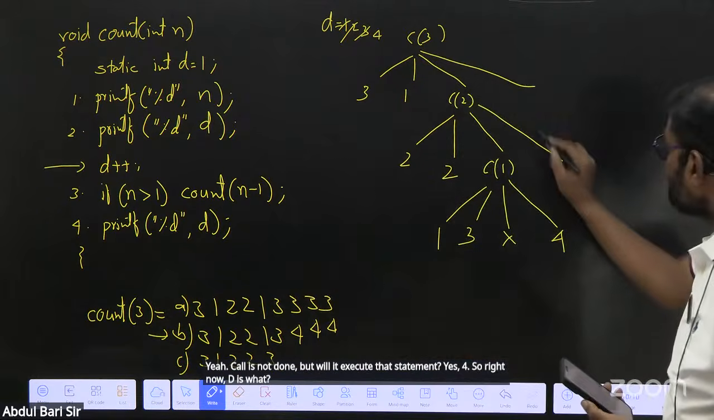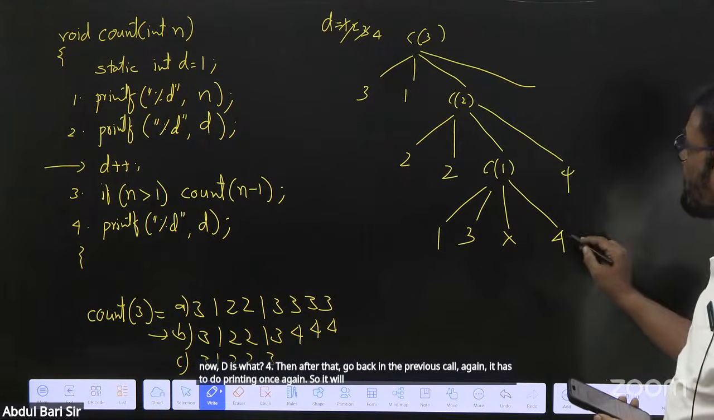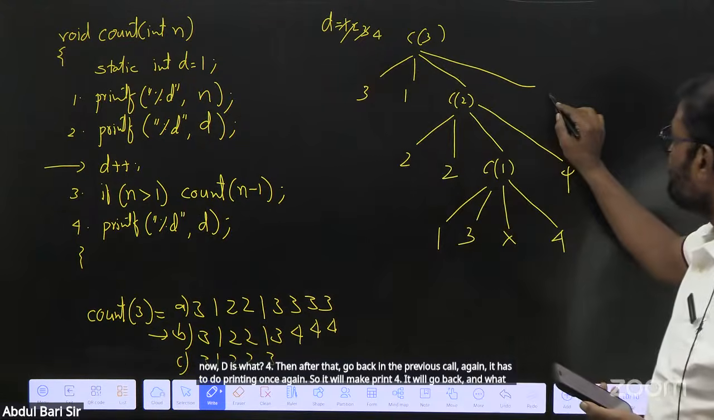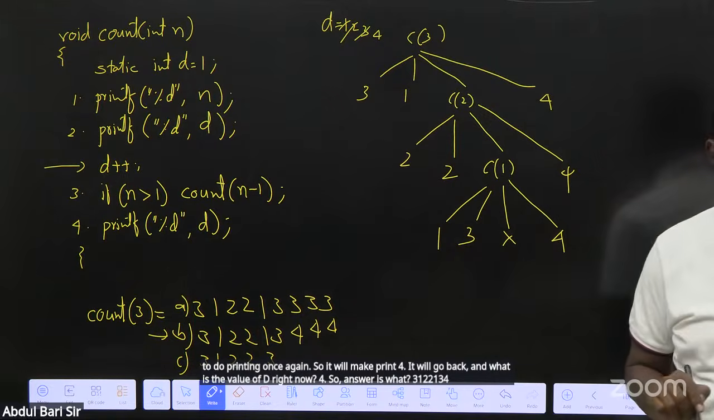4. Then after that, go back in the previous call. Again, it has to do printing once again. So it will print 4. It will go back. And what is the value of D right now? 4. So answer is what? 4, 4, 4, 3 times.